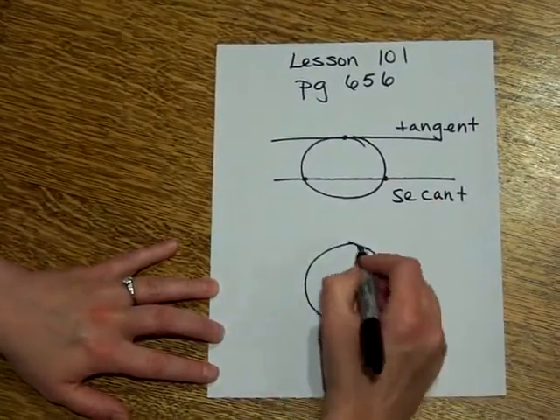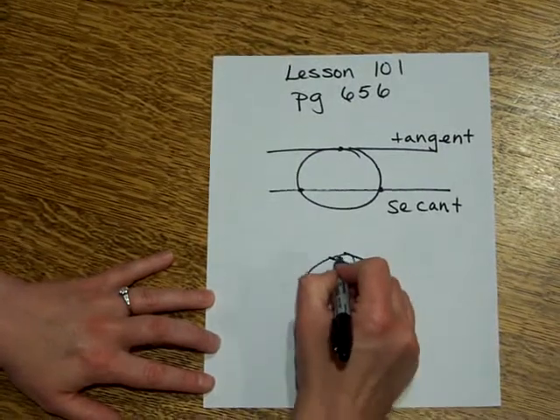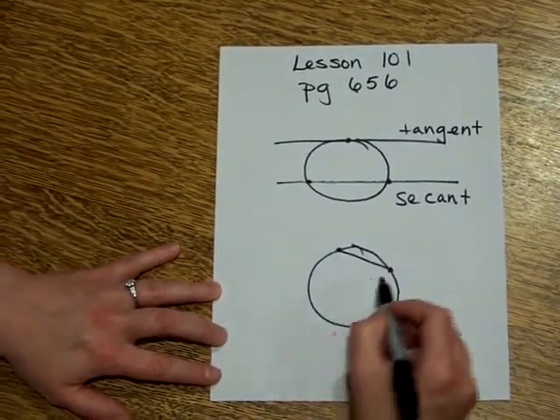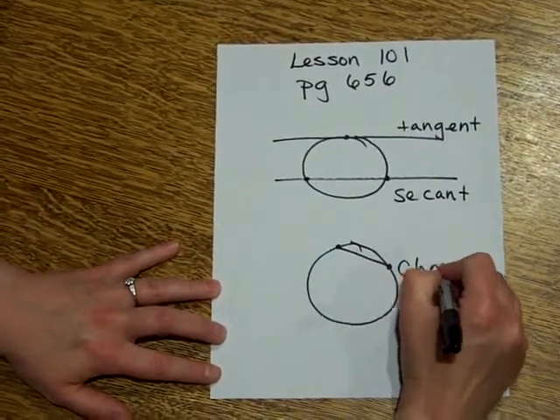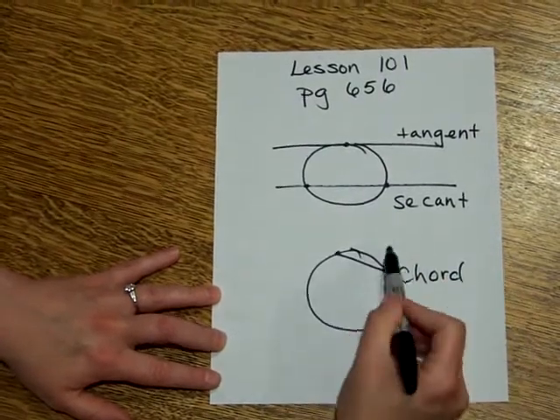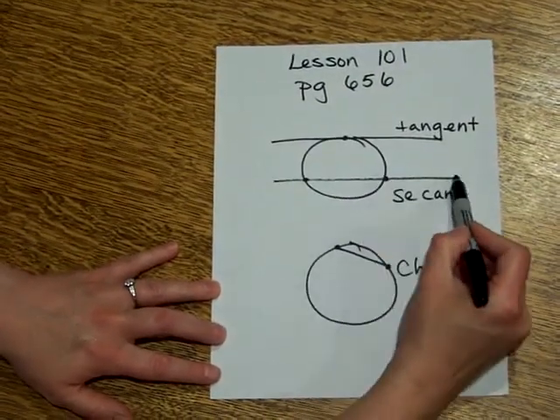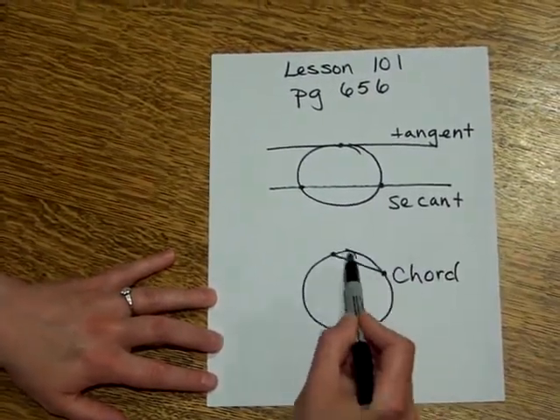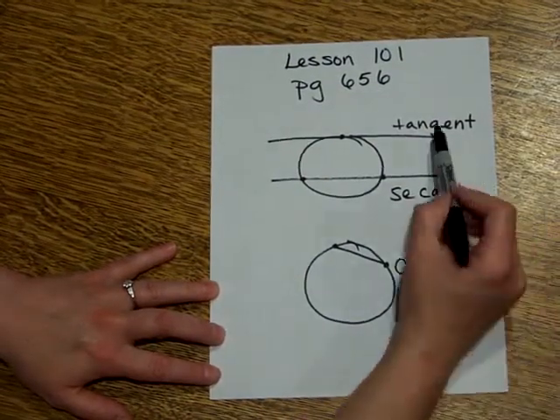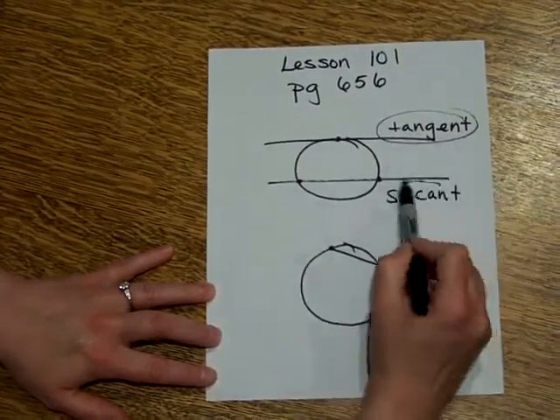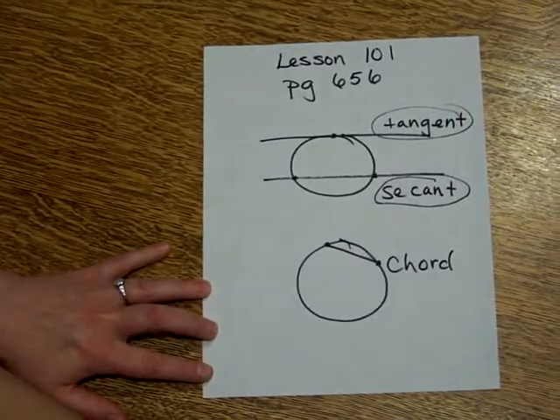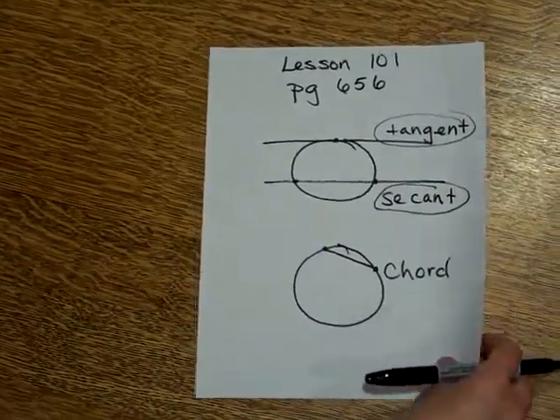Another one that we've learned is also our chord. A chord is a line segment that has its endpoints on the circle. Again, different from the secant. The secant continues on beyond the circle and the chord stops here. We're going to be focusing on the tangent and a secant today and how to determine their measures.